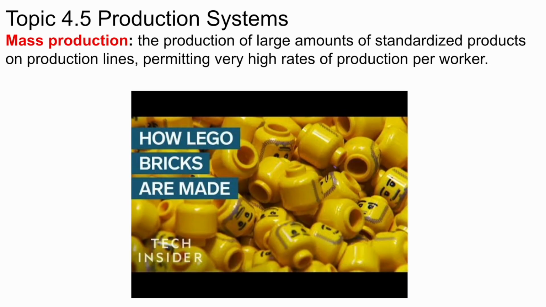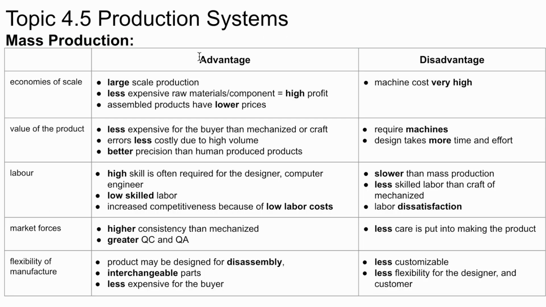Mass production is the production of large amounts of standardized products on production lines, permitting very high rates of production per worker. And this is an example of mass production, how Lego bricks are made, and you should have a watch of that.